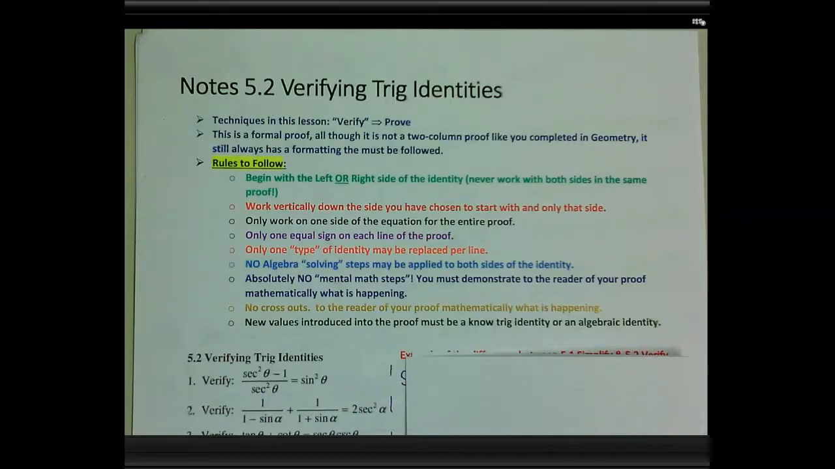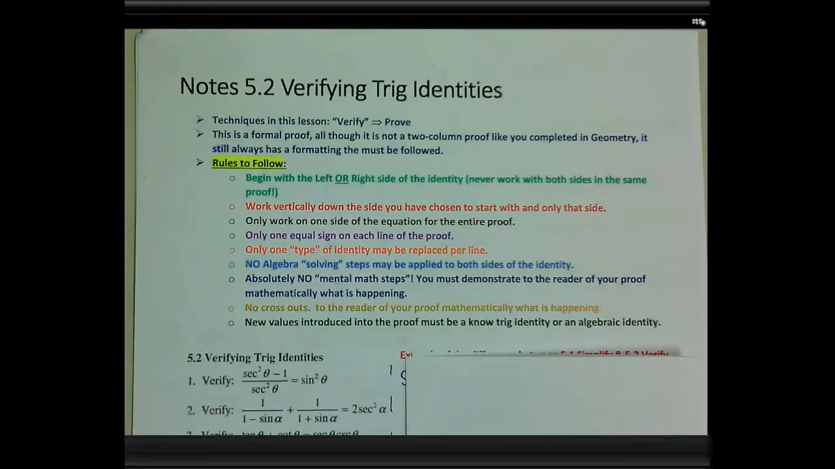So when you do your proof and the formal formatting of it, you're going to have your first statement, and then all the work will follow underneath that one side. You only work that side the entire proof. You can never switch back and forth. You will only have one equal sign per line, and you do have to have an equal sign per line.